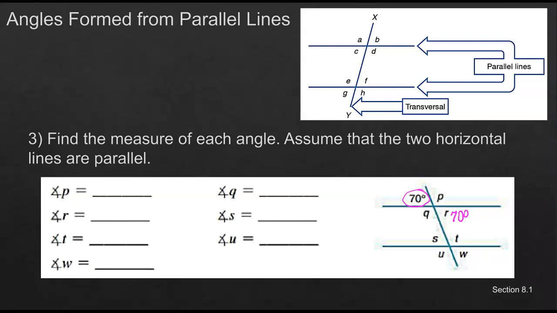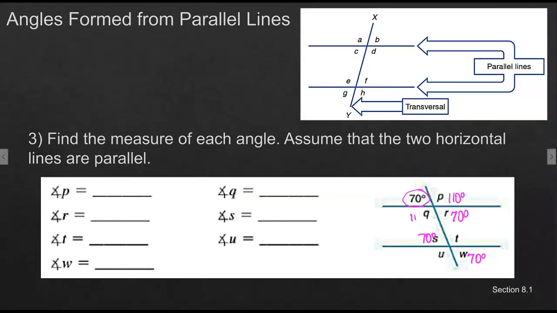And then we also know that S will be 70 because it's located on the other parallel line in the same position. And then, of course, W is vertical to S. We can use straight angles to find angle P. Angle P then is going to be 180 minus 70, so angle P would be 110 degrees.